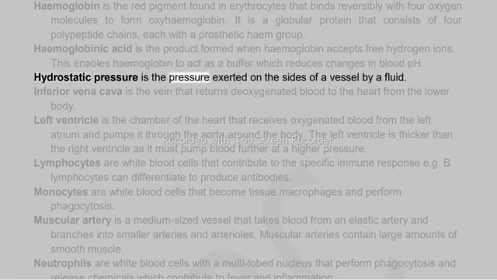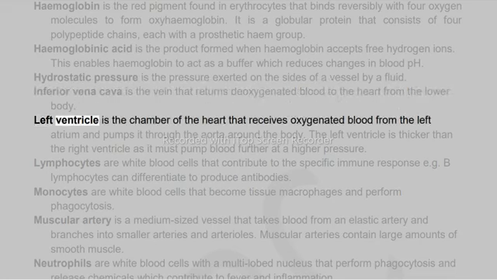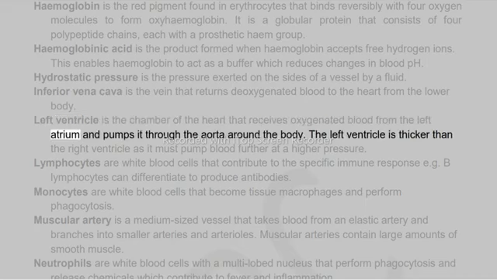Hydrostatic pressure is the pressure exerted on the sides of a vessel by a fluid. Inferior vena cava is the vein that returns deoxygenated blood to the heart from the lower body. Left ventricle is the chamber of the heart that receives oxygenated blood from the left atrium and pumps it through the aorta around the body.